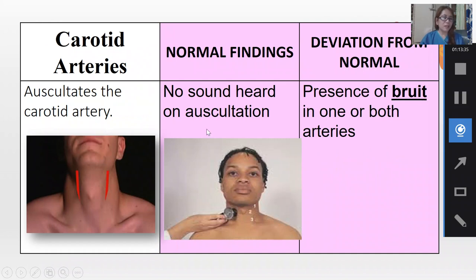Auscultate the carotid artery using the bell of your stethoscope. There should be no sound heard on auscultation. So you are checking here if there is presence of bruit sound in one or both of the arteries. Bruit sounds is swishing sounds. Okay.